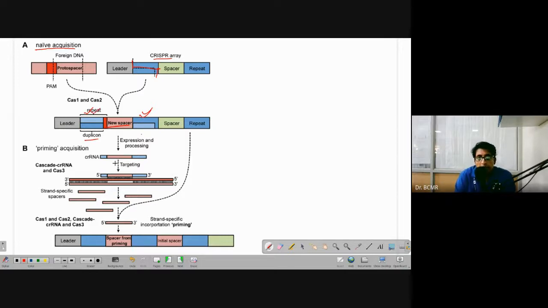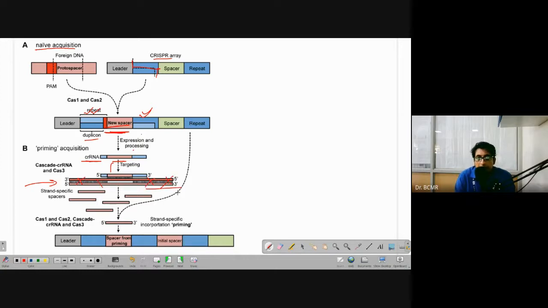So the next time this protospacer is expressed and processed, you will have the CRISPR RNA for that particular phage. If there has been another attack by the same phage, the bacterium already has this protospacer, using which it will identify and degrade the phage.